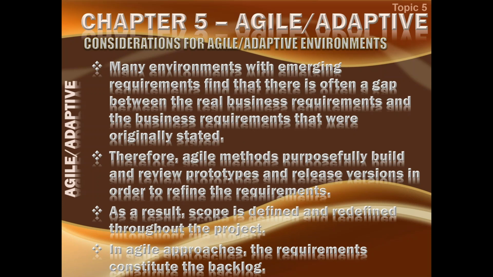Therefore, agile methods purposefully build and review prototypes and release versions in order to refine the requirements. If you have any doubt how it will look like, then go for a prototype in the beginning. Maybe one iteration could be to create a prototype, and then if the prototype is successful, then we move ahead with the next iteration. As a result, scope is defined and redefined throughout the life of the project.